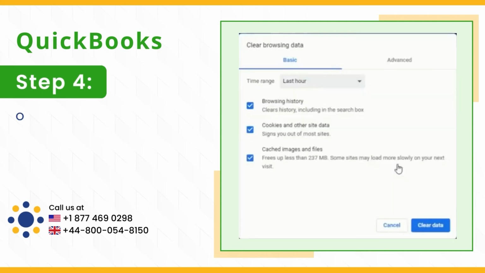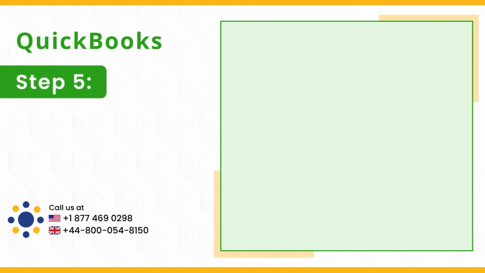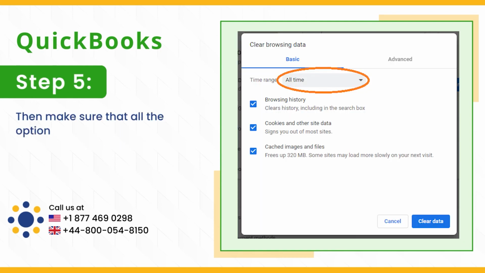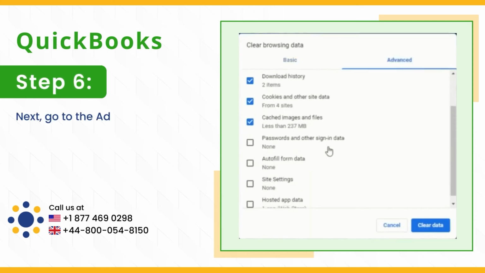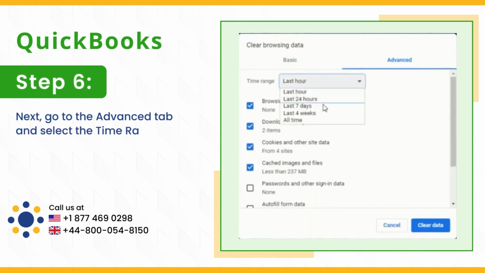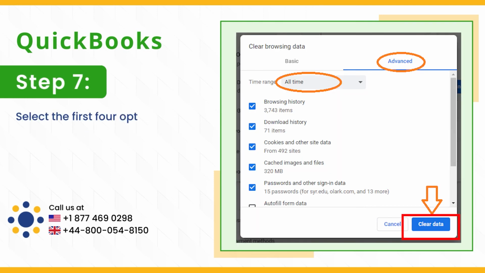Step 4. On the Clear Browsing Data window, select the time range in the Basic tab. Step 5. Then make sure that all the options are checked. Step 6. Next, go to the Advanced tab and select the time range. Step 7. Select the first 4 options, then click on Clear Data.